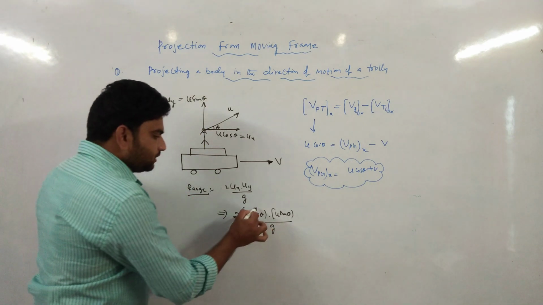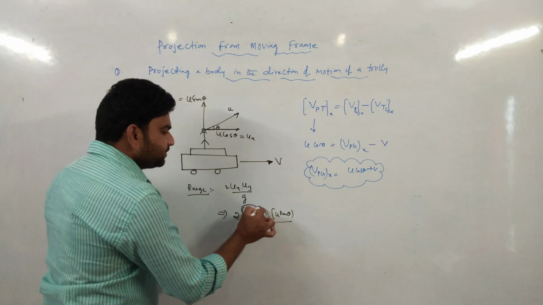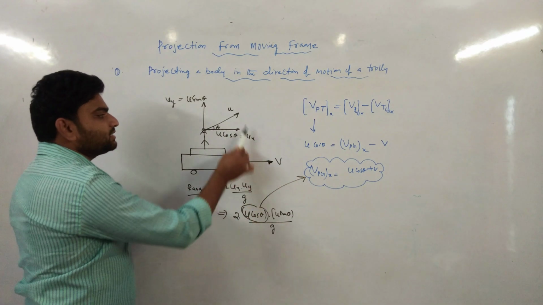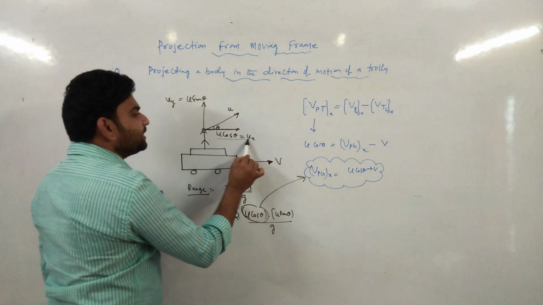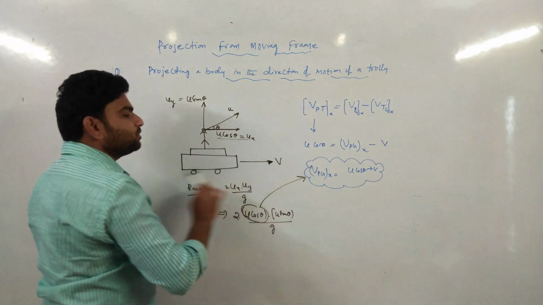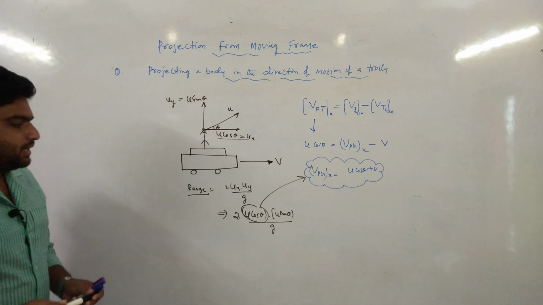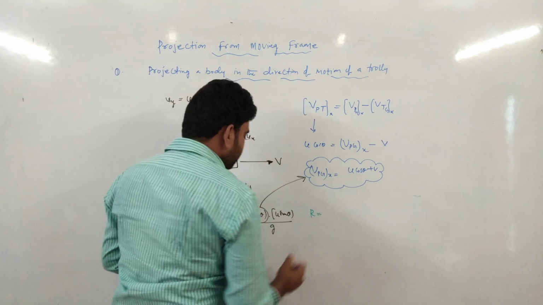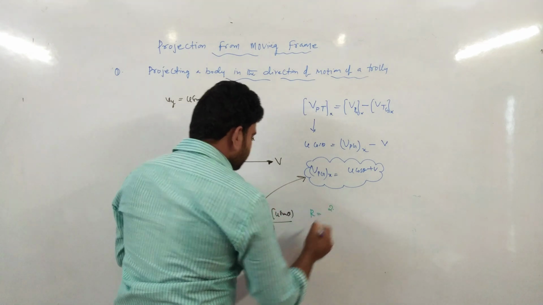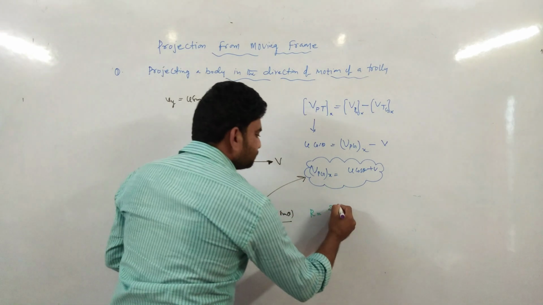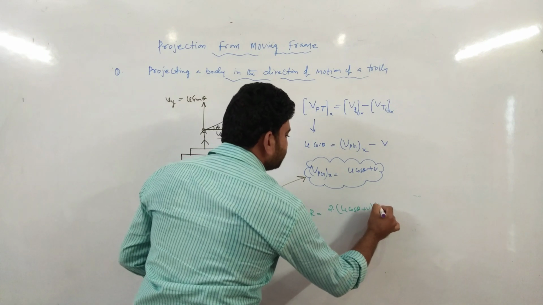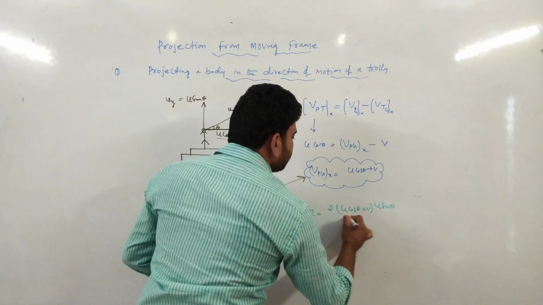But here u cos theta is going to be replaced with this value. Why? Because as these two are acting in the same direction, we have to consider it as the total horizontal velocity, horizontal component. Then my range formula becomes 2 into u cos theta plus v into u sin theta by g.